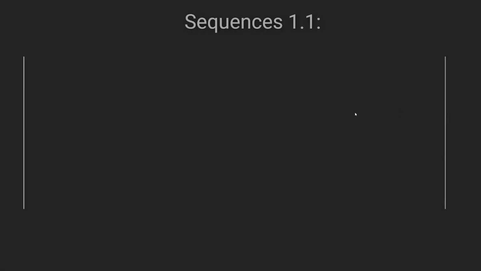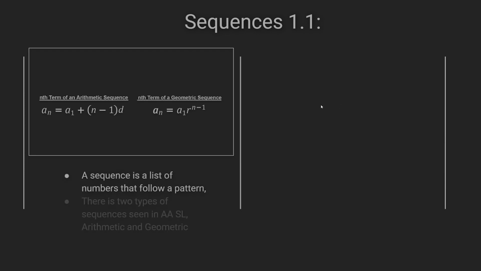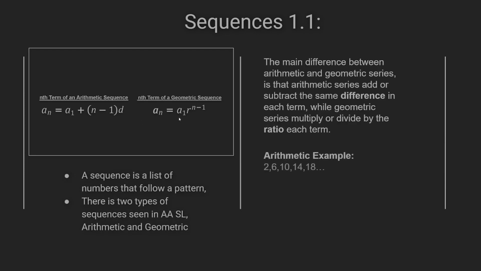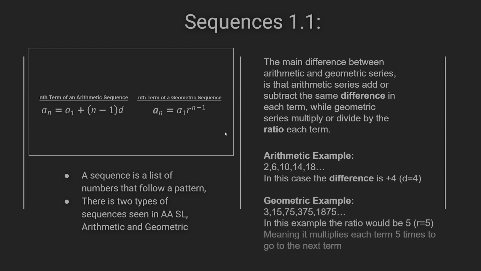Okay, so the first lesson we're going to be talking about is sequences. Sequences are a list of numbers that follow a pattern, and there's two types of sequences that are seen in analysis and approaches math, which are arithmetic and geometric sequences. The main difference between these two is that an arithmetic sequence is adding or subtracting the same difference in each term, while geometric sequences are multiplying or dividing by the ratio in each term.